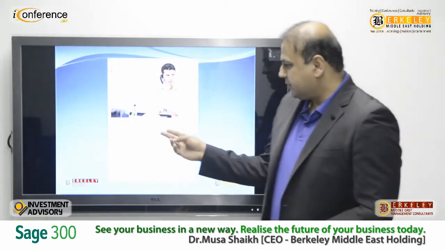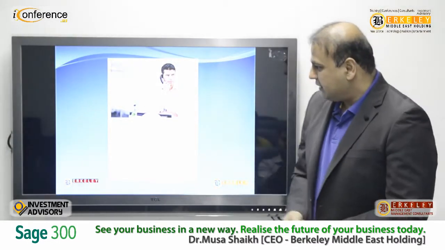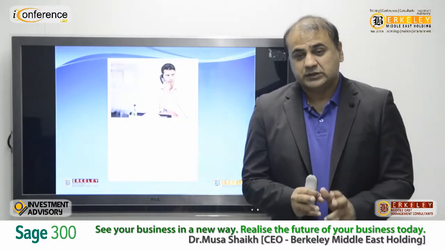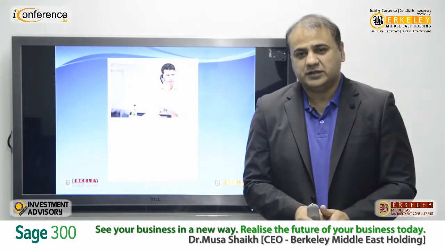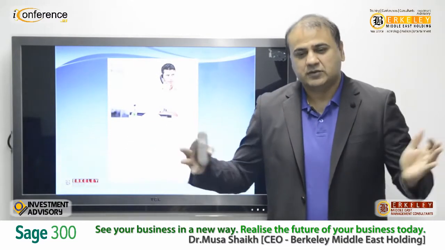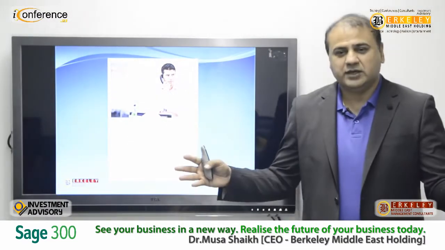So see your business in a new way by using Sage software. Realize the future of your business today. These are systems particularly designed for growth. Today you might be a company with 3 branches, but after 3 years you might have 30 branches, or maybe 300 branches. Today you have fewer employees, but later the number of employees may exceed 10,000 or 20,000. So whatever we build today should support the future and the way forward.